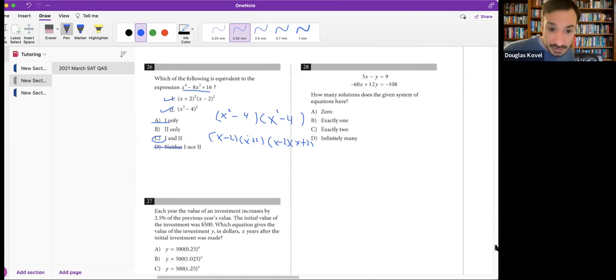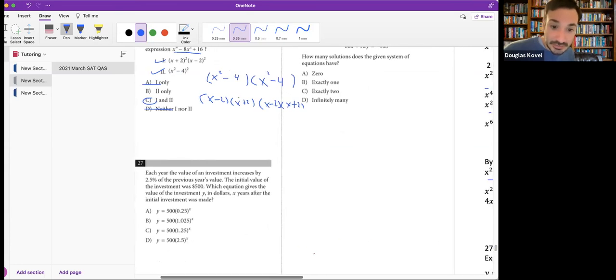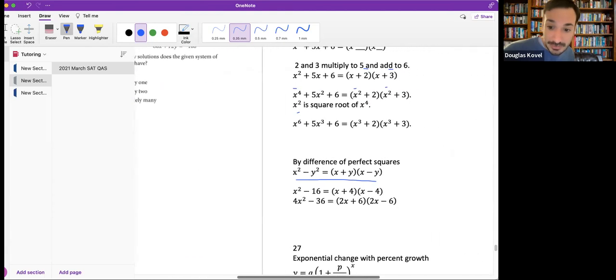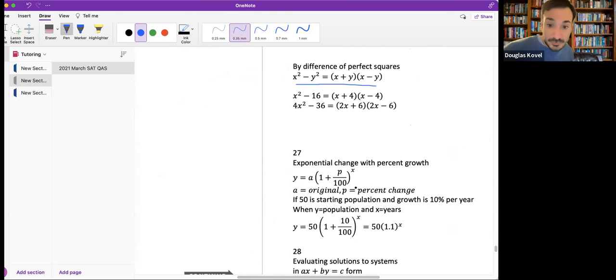All right, great. So now we'll move on to 27. This is similar to number 19, except we actually have to do some math in this one. This was that question that we did with the exponential versus linear. So there actually is a formula that you want to memorize for exponential change with percent growth. That formula is y equals a times (1 plus p over 100) to the x. So a represents your original amount, and p is the percent change.